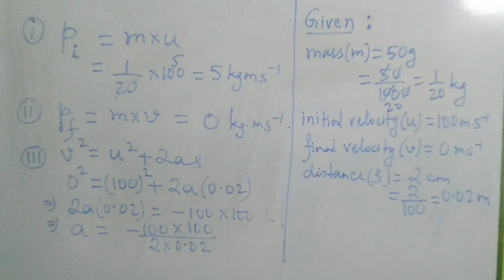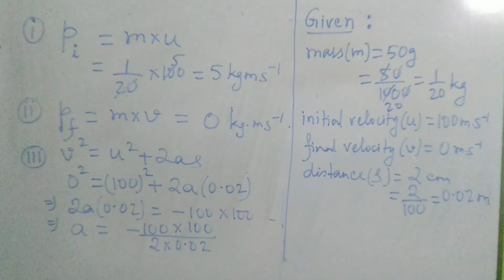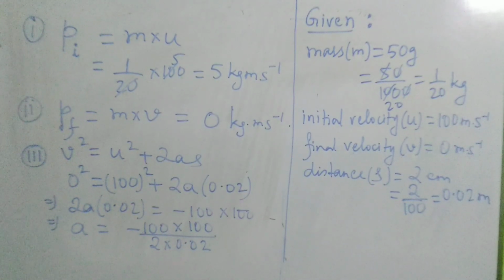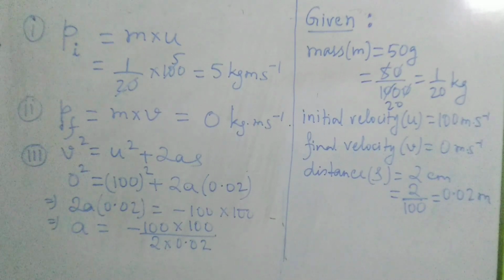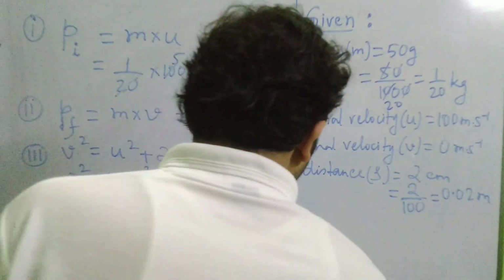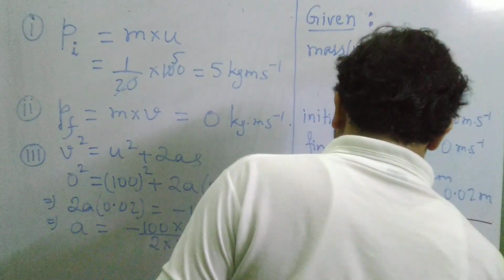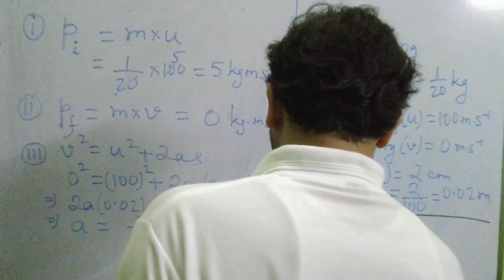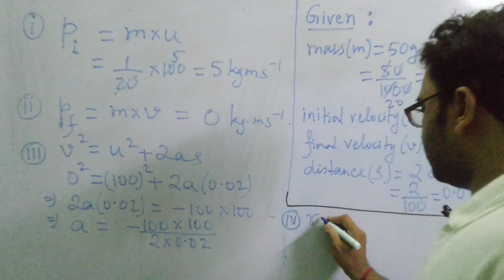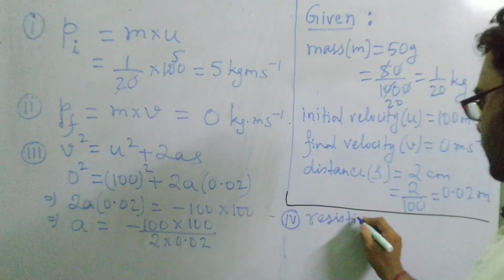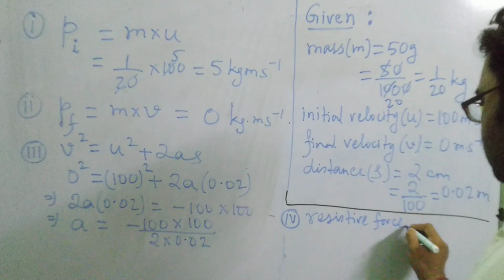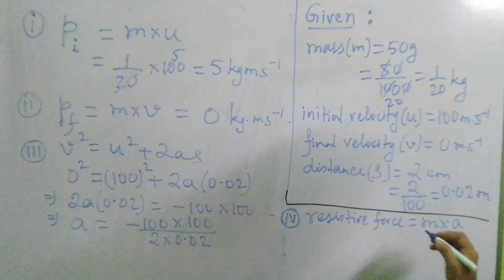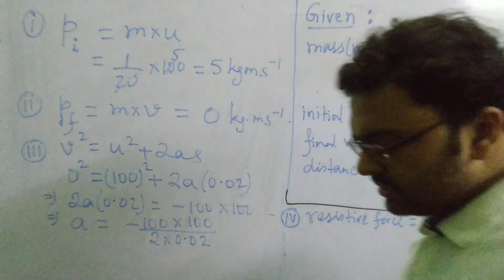Fine. Now what else we need to do? Now the last part is the resistive force. So for calculating the resistive force, what should we do? We should multiply the retardation with the mass. So resistive force is equal to mass into retardation. So you will get the value. Okay. So I think the solution is clear.